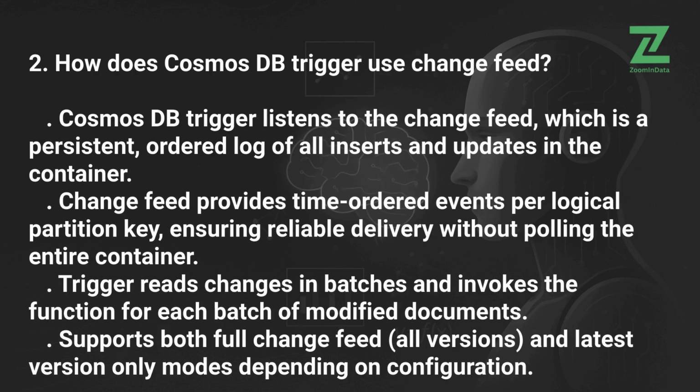2. How does Cosmos DB trigger use change feed? Cosmos DB trigger listens to the change feed, which is a persistent, ordered log of all inserts and updates in the container. Change feed provides time-ordered events per logical partition key, ensuring reliable delivery without polling the entire container. Trigger reads changes in batches and invokes the function for each batch of modified documents. Supports both full change feed, all versions, and latest version only modes depending on configuration.